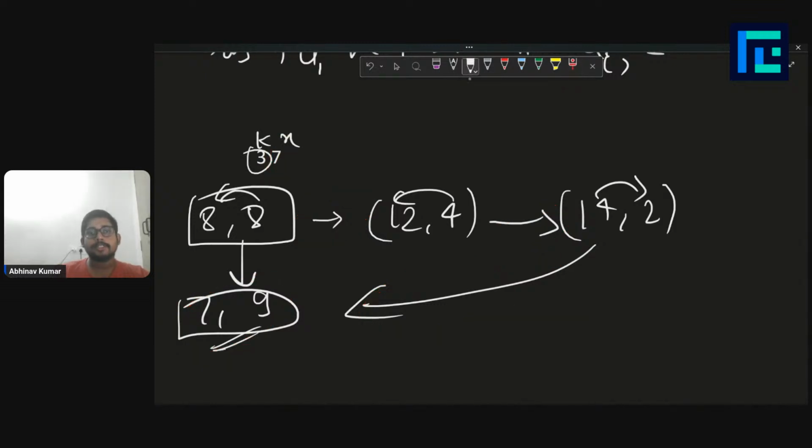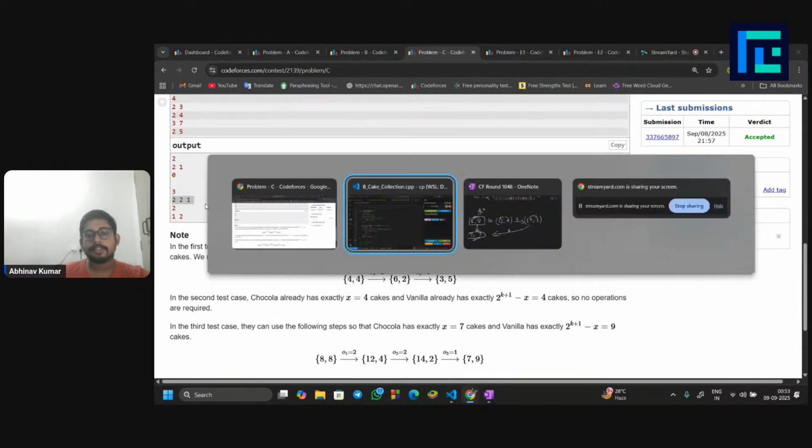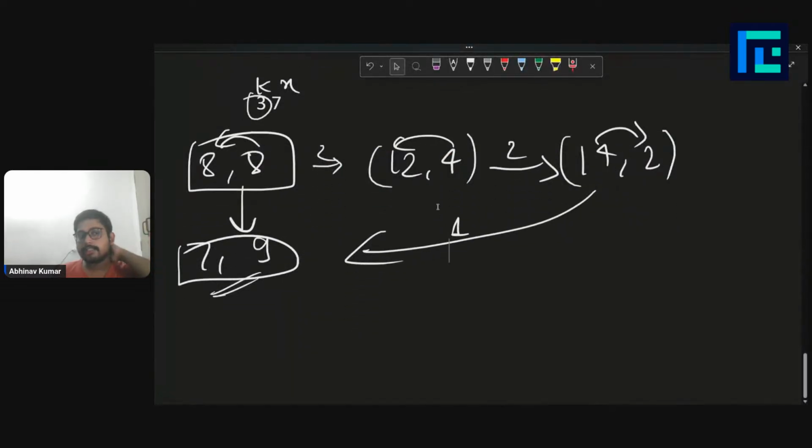So these would be the operations. Here the second type of operation was performed, the right one giving to the left one. Here also the second operation was performed, and here the first operation was performed. So your answer was 2, 2, 1. This is what you need to do, this is what you need to find.